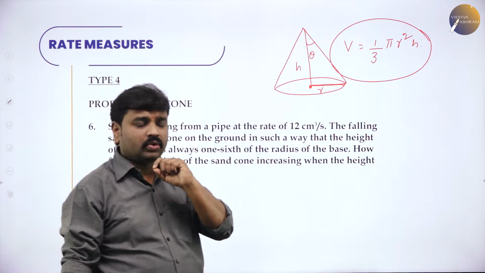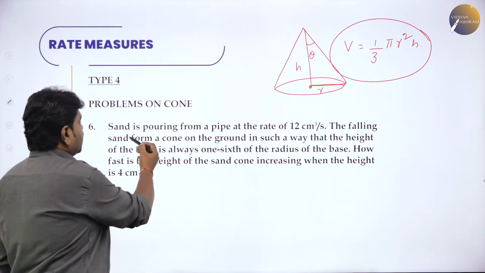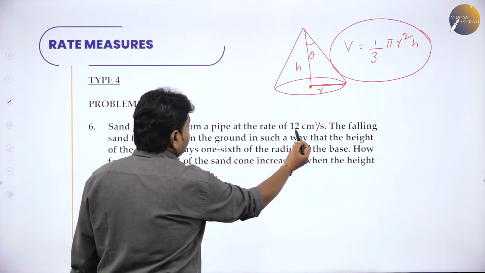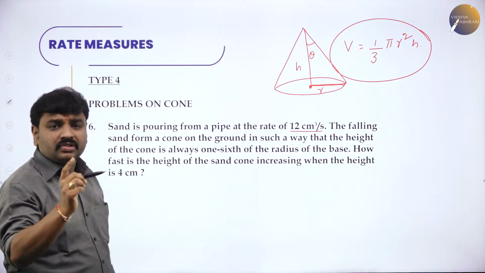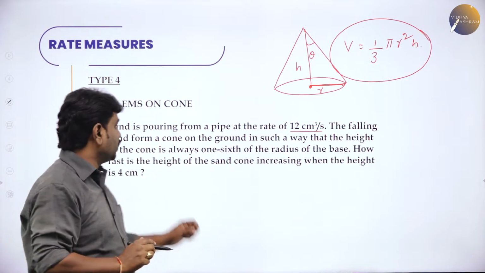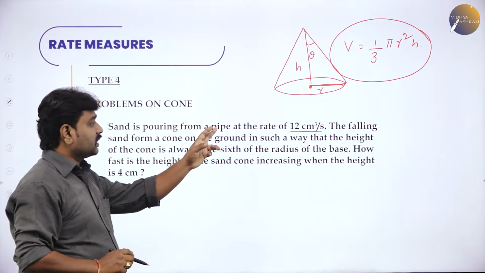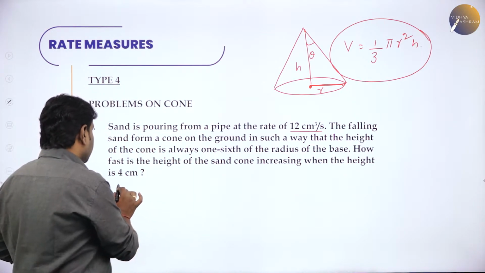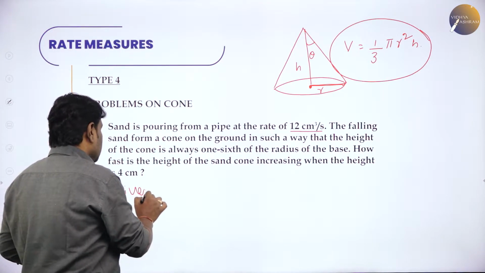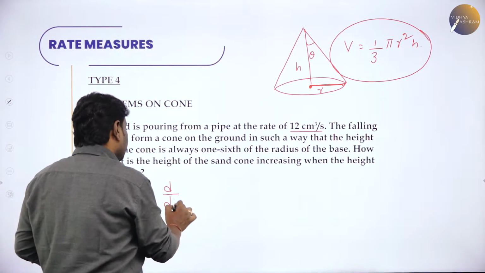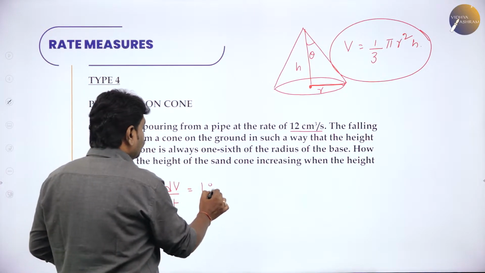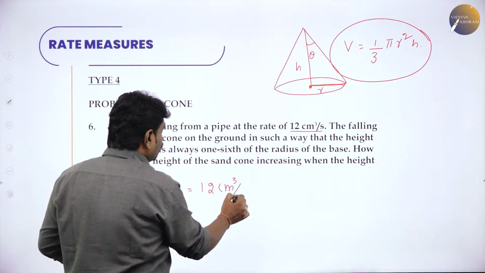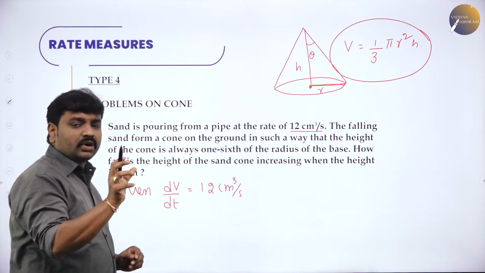Read the problem and write what is given, or symbolize. Sand is pouring from a pipe at the rate of 12 centimeter cube per second. Centimeter cube is a unit of volume. So they gave that sand is pouring at the rate of, which means the rate of change of volume is given. They never mentioned the word volume, but you should understand it is volume because they gave centimeter cube per second.